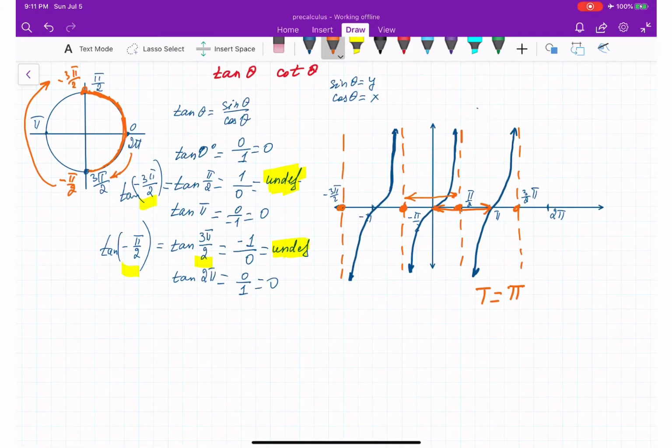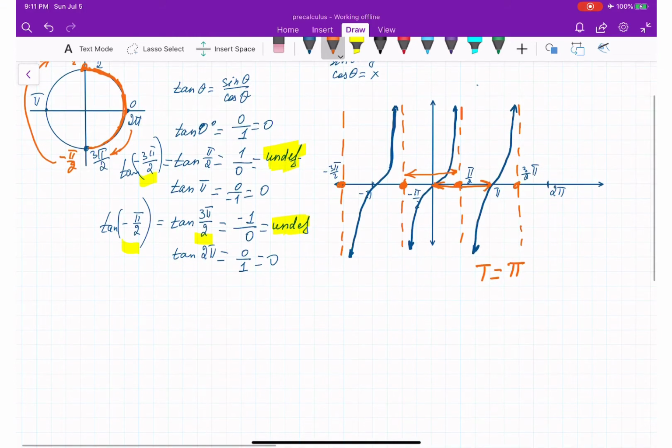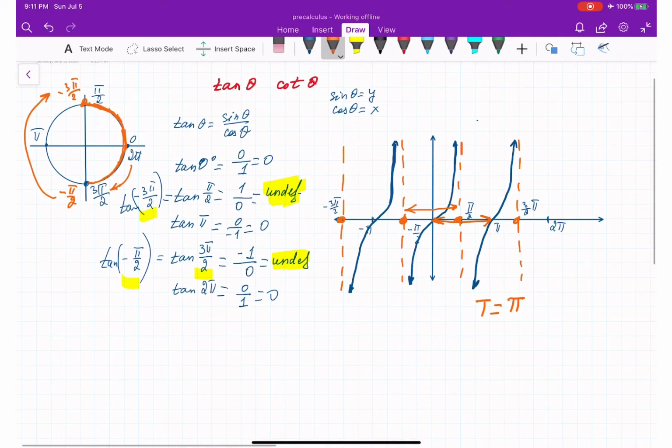I am going to make a separate video about the properties of sine, cosine, tangent, and cotangent, where we're going to look at these functions' properties, odd and even, frequency, and all this stuff. Okay, so now let's build a cotangent.